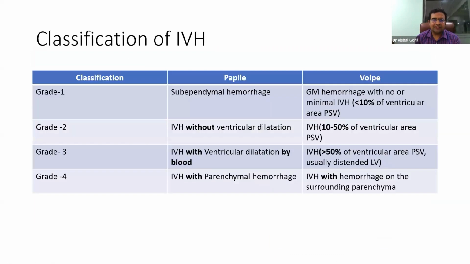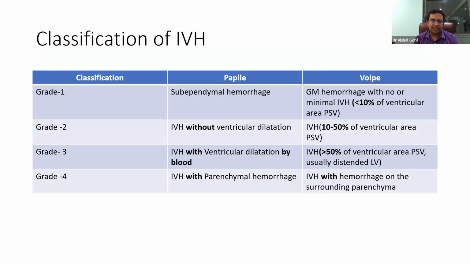So now, classification. There are mainly two classifications accepted worldwide in much research, and 99% of people practice based on them. One is the Papile classification, and the other is the Volpe classification. The Papile classification is based on the CT scan, and the Volpe classification is based on your ultrasound.